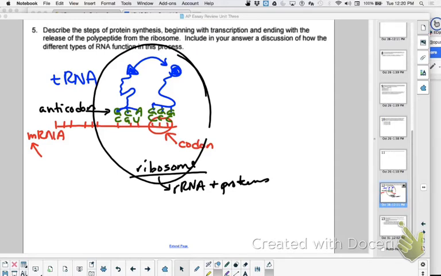T stands for transfer, and it's going to transfer those amino acids to the message. The right tRNA has to land in the right spot because they're complementary to each other. And so the DNA dictates the mRNA, the mRNA dictates the tRNA, and the tRNA dictates the amino acid. We could look up those amino acids, what they are. What would we look up in order to find out what those amino acids are?